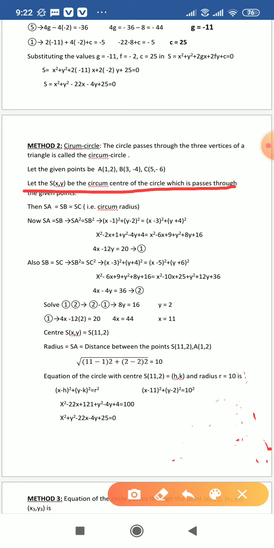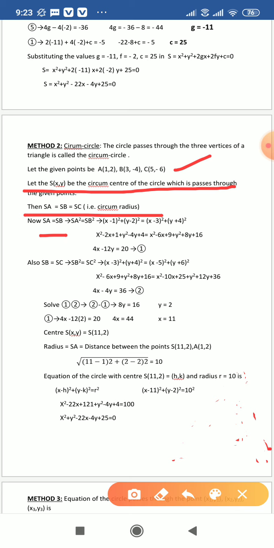Now we have SA equal to SB equal to SC. That is the circumradius. First we take SA equal to SB. Squaring on both sides, SA square is equal to SB square. SA square means the square of the distance between S and A. S is (x, y). We let the given points be A(1, 2), B(3, -4), C(5, -6).